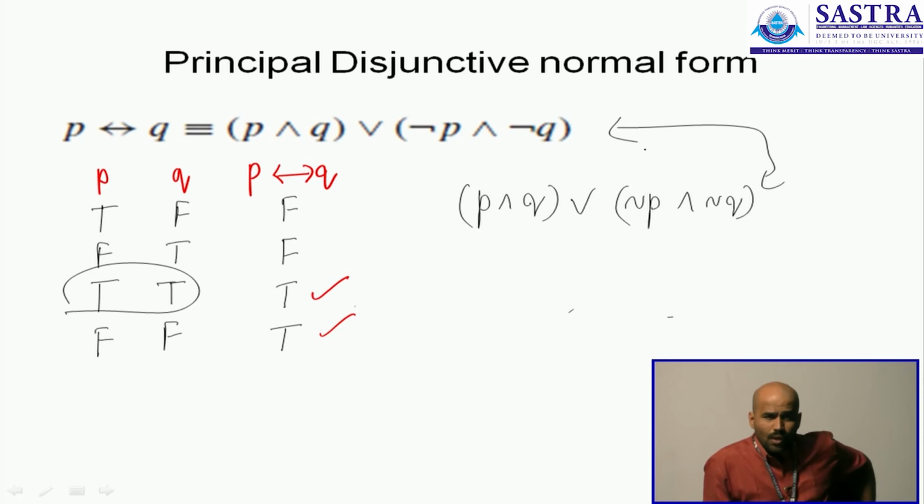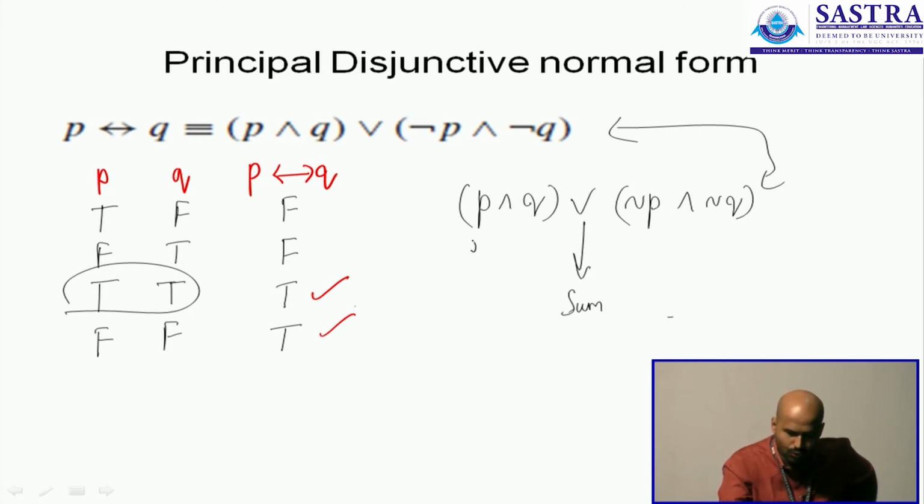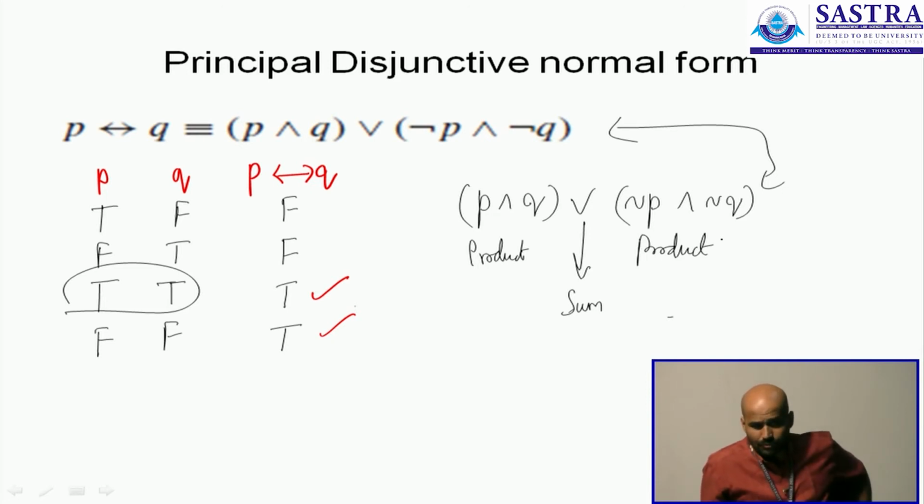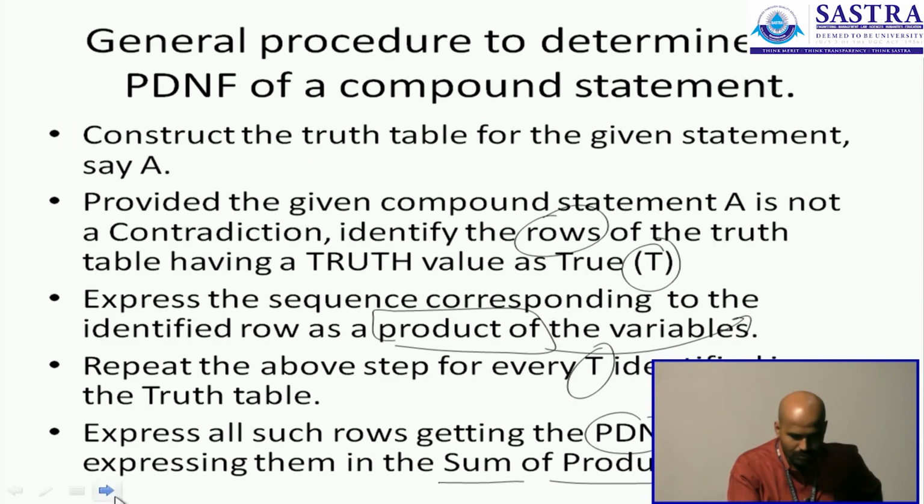So this is how you find the PDNF of any given compound statement. You construct the truth table, look at those rows which give a true answer, convert the corresponding row input sequence into a product, because you're doing a sum of products. This is the sum of 2 products. That tells you what the sum of products expansion is. Let's do a couple more problems for your practice.